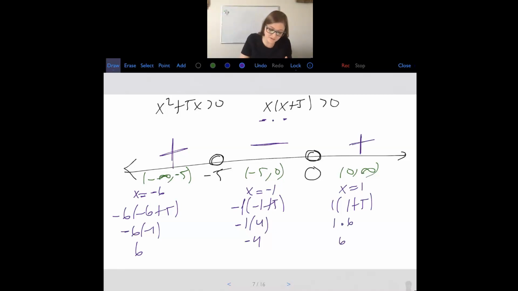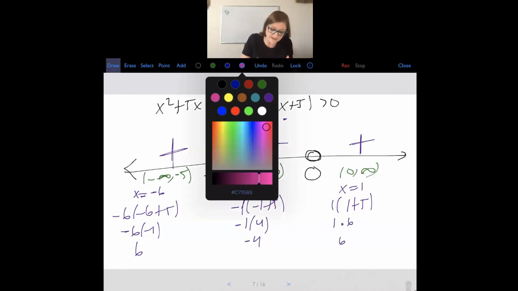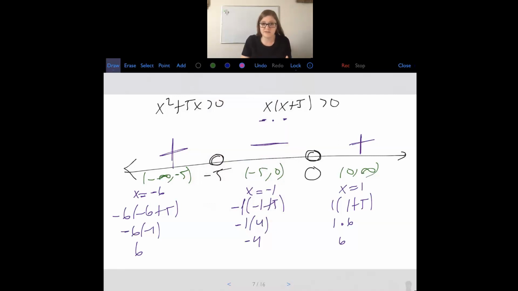Okay, remember we are looking for intervals where the x values, when you plug them into x squared plus 5x, make it greater than 0. So we're talking about positive values. Okay, when you have two intervals, you join them with a union sign.